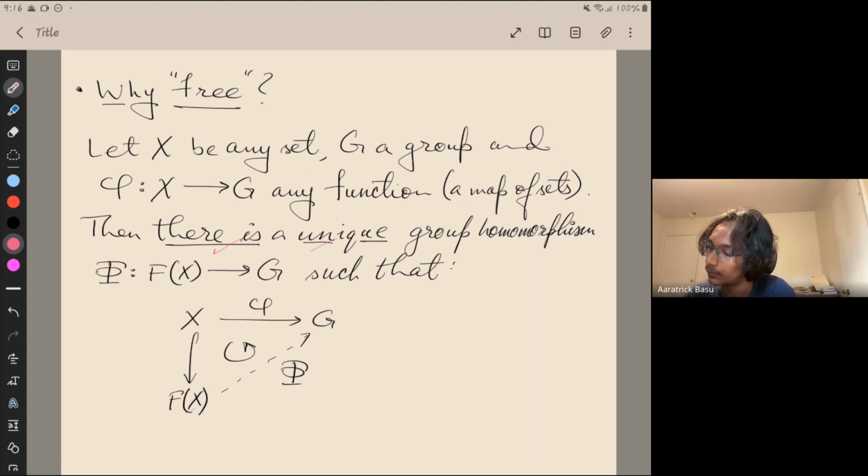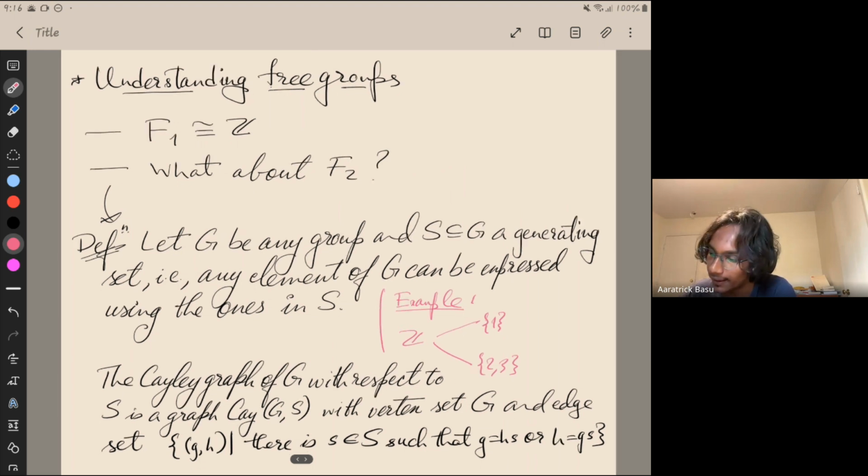Another bit of notation: we say a group is free if there is some set for which it's the free group on that set. We want to understand free groups. As I mentioned, we have already seen that F1 is the same as the infinite cyclic group, and by the end of this talk we want to see what we can say about the free group on two generators, the free group on a set of two elements.